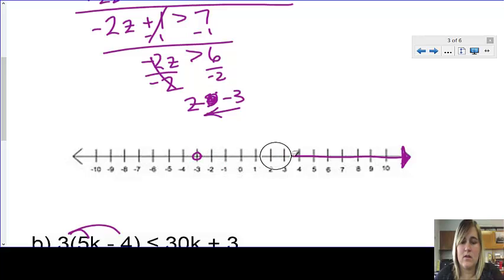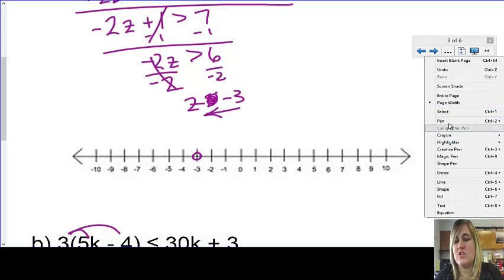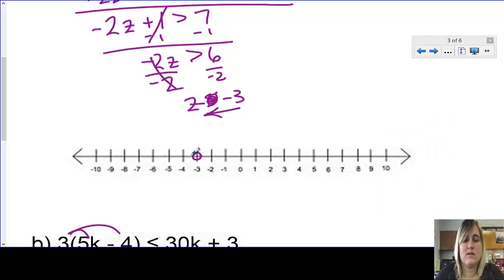Go like that. Get rid of all that. Let's shade it the correct direction. Please excuse my mistake. I don't know why I just thought of it, but I did.